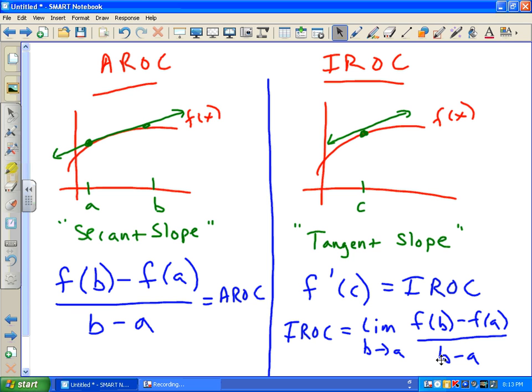Remember, there are multiple versions of AROC. Multiple ways to write AROC. Multiple ways to write the limit-based definition of the derivative. IROC is simply the limit-based definition of the derivative evaluated at a point.